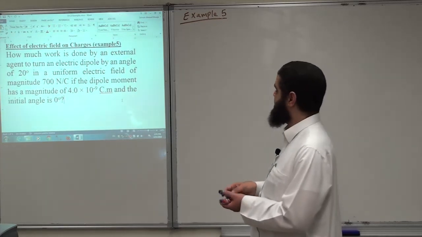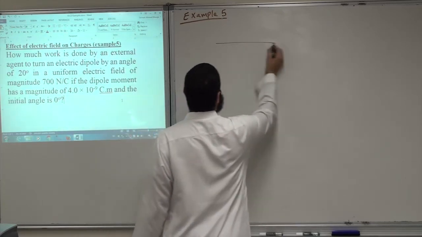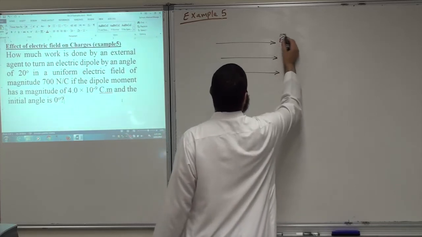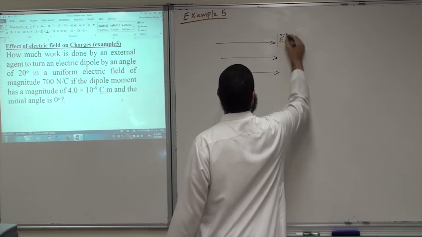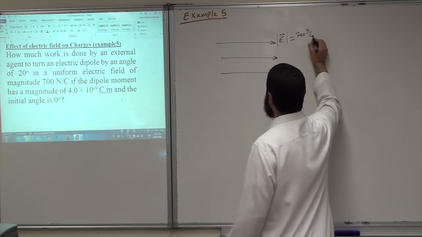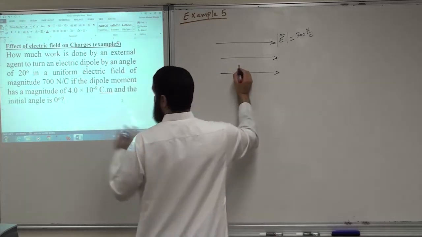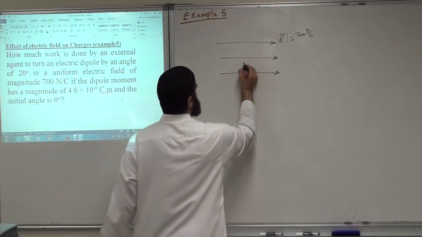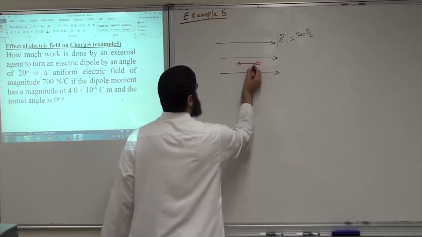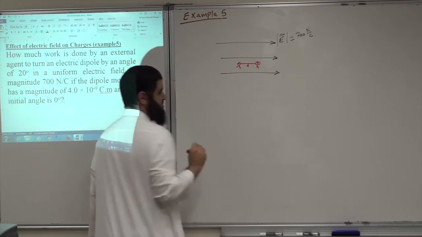Let me explain this problem in a drawing. We have an electric field. This is the electric field, a uniform electric field E, with a magnitude of 700 Newton per Coulomb. Initially, our dipole was like this, at an angle of 0 with the electric field. This is the negative charge, and here we have the positive charge, and they are separated by distance D. This is Q, this is minus Q. This is the dipole initially.